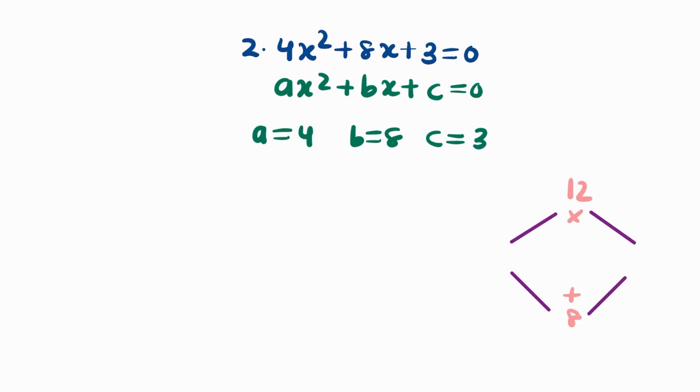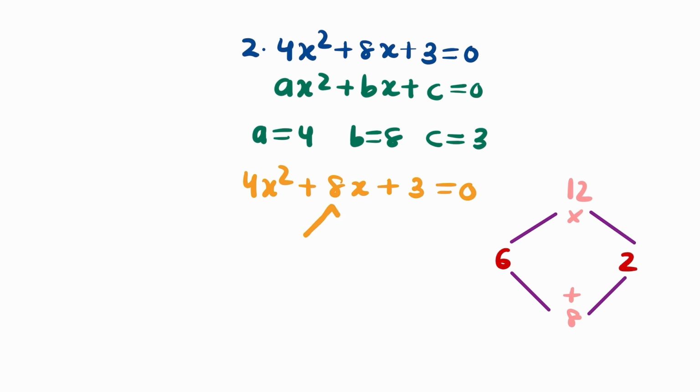So now think of two numbers. Can we use 4 and 3? Let's see if we can use 4 and 3. Because 4 multiplied by 3 is 12. But is 4 plus 3 equal to 8? No, 4 plus 3 is equal to 7. So we cannot use 4 and 3. What about 6 and 2? 6 multiplied by 2 is equal to 12. Okay, that's correct. 6 plus 2 is equal to 8. Okay, that is also correct. So we can use 6 and 2 as the factors.